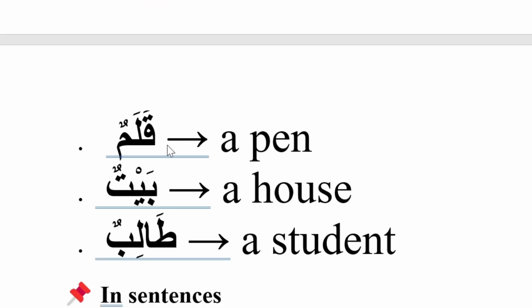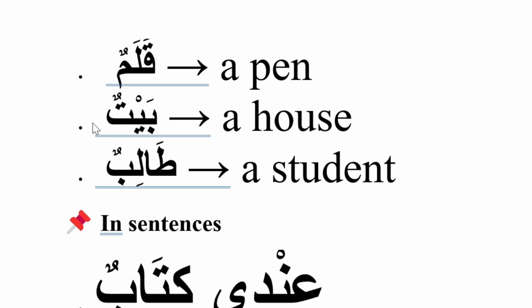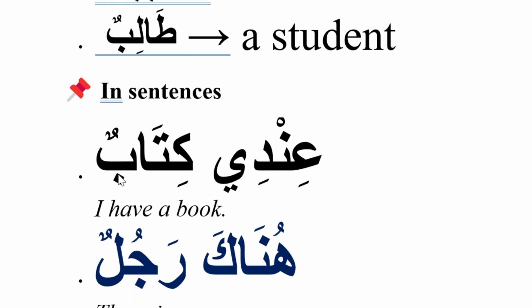More examples: قلم. It has no alif and lam, and it has tanween at the end. We have mim and we have dhamma, two dhammas, will be mun, قلم. بيت, طالب.